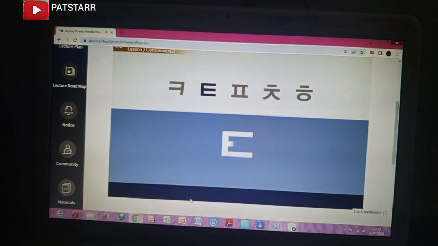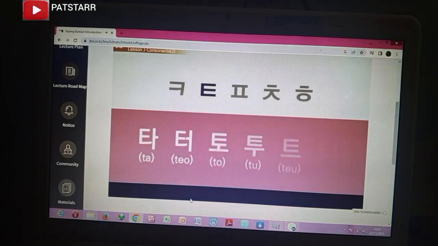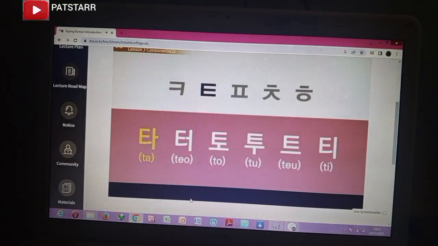Tiut is made by adding an extra stroke to tigut. This consonant is also pronounced by pushing more air out. Listen carefully. 타, 터, 토, 투, 트, 티.